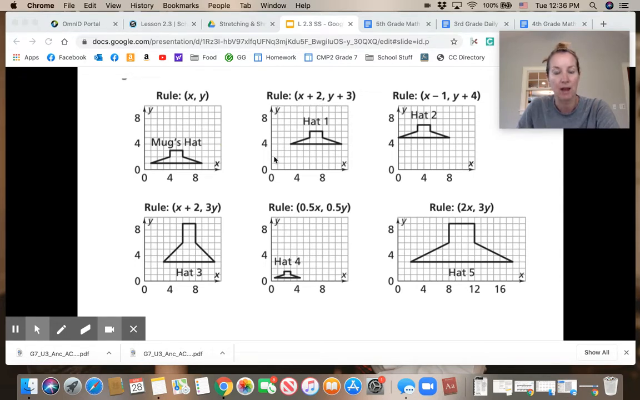Adding to the X and the Y moves the hat up and over. So X would move it over 2 and the Y moved it up 3. In hat 2, you moved it to the left 1 and up 4. Again, it's the same size. Hat 3 had a scale factor of 3 times the Y and an adding in the X, so this hat got taller. Hat 4 got smaller. The factor was the same for the X and the Y, so the hat is similar. And hat 5 had a 2X and a 3Y, so the hat got both longer and taller, but because they didn't use the same number for both X and Y, it is not similar.